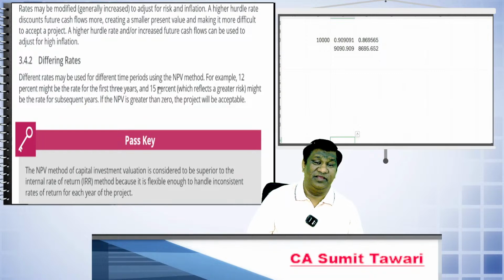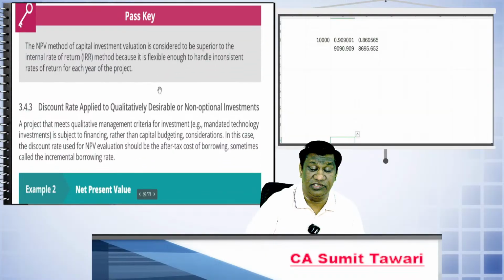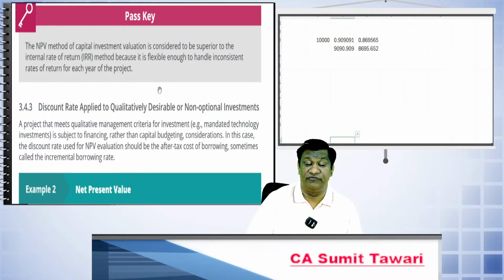Okay, so maybe if there is an economic recession, in that situation your expected return for that year may go down. So you can reduce the hurdle rate for that year, because we are generally calculating on a year-to-year basis. So the NPV method of capital investment valuation is considered to be superior to the internal rate of return method, because it is flexible enough to handle inconsistent return for each year of the project.